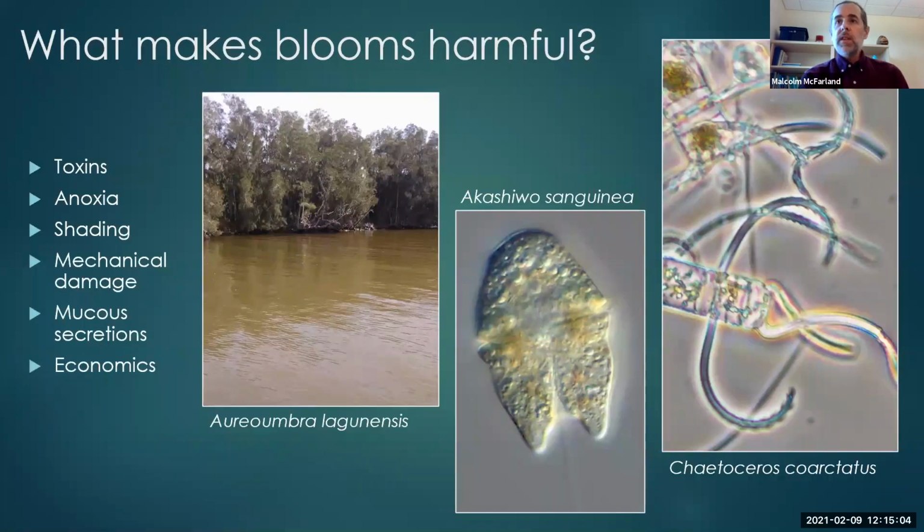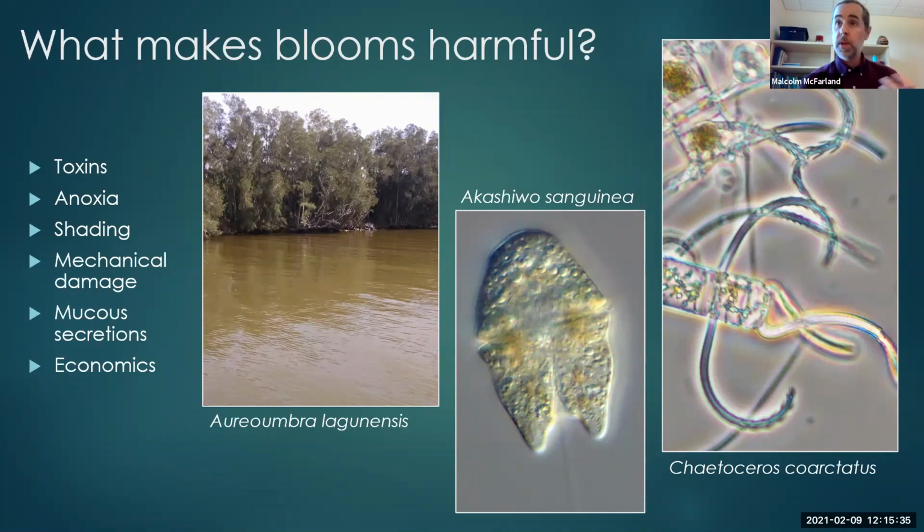So what makes these things harmful? There are actually a variety of ways where these high concentrations of phytoplankton can be harmful. Some of them produce toxic compounds. And obviously this has a direct impact on anyone who eats these organisms or who perhaps eats fish that has fed on these organisms. But they can also lead to anoxia in the environment.